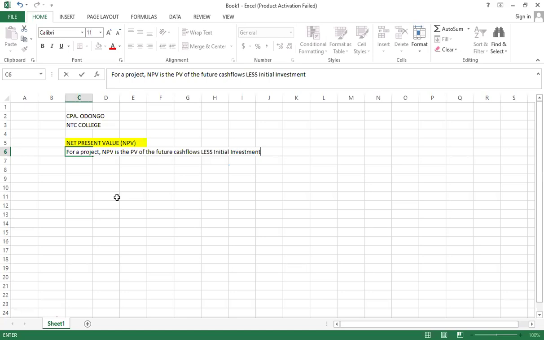The reason why you may want to compute an NPV, remember, is so that you decide on a project's viability. How do you decide based on an NPV on whether or not a project is viable? Very simply, if the net present value is positive, then the project is viable, and vice versa.